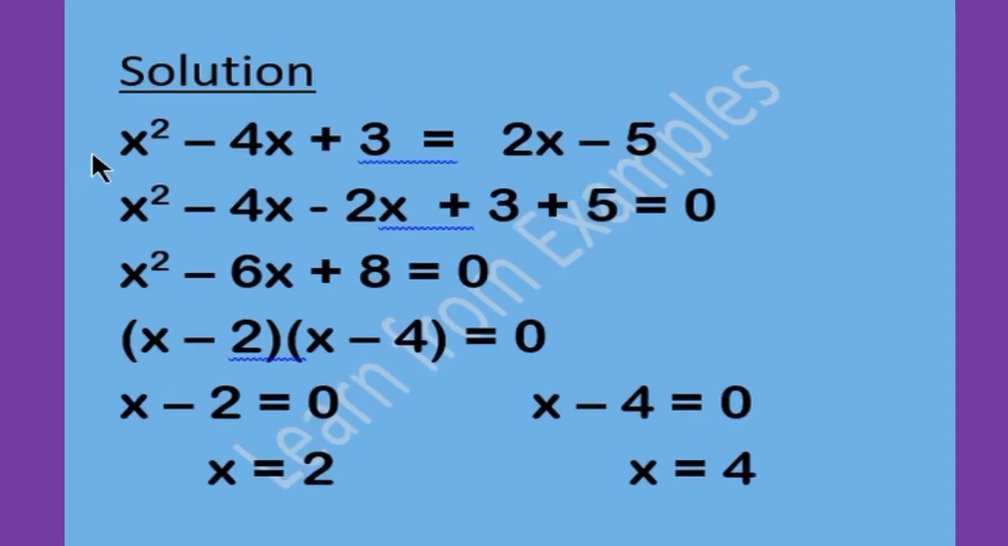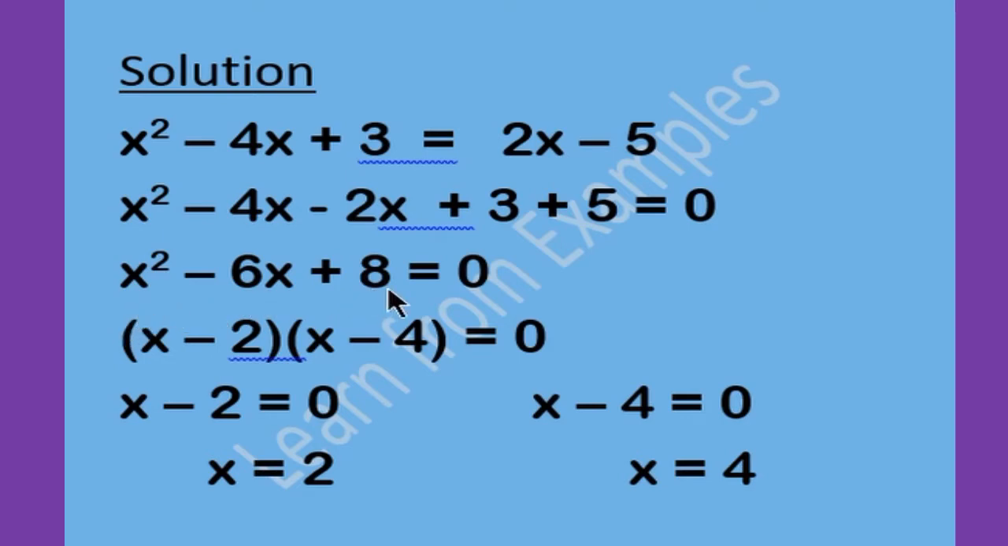Looking at this solution, we have equated x squared minus 4x plus 3 to 2x minus 5 because both have the same value. The next thing we are doing is shifting this 2x and negative 5 to the left side, so that on the right side we have 0. After shifting that and simplifying, we get x squared minus 6x. From negative 4x minus 2x we get negative 6x, and 3 plus 5 is giving us 8. Now this forms a quadratic equation which we have to factorize. To learn how to factorize a quadratic expression, please visit our previous video on this topic.